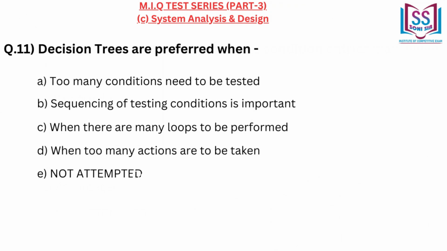Decision trees are preferred when A. Too many conditions need to be tested. B. Sequencing of testing conditions is important. C. When there are many loops to be performed. D. When too many actions are to be taken.